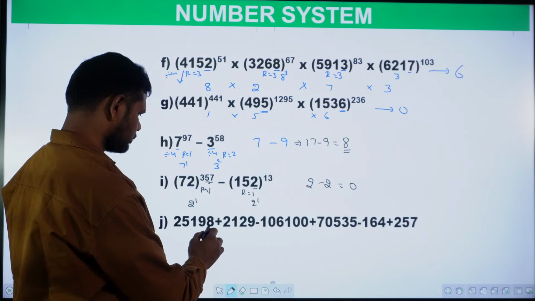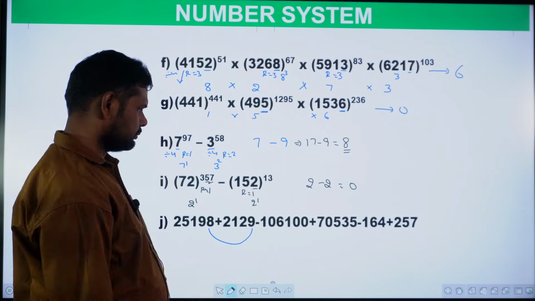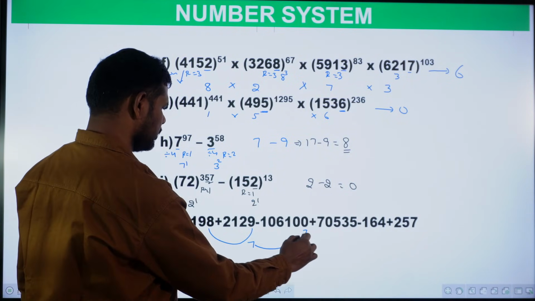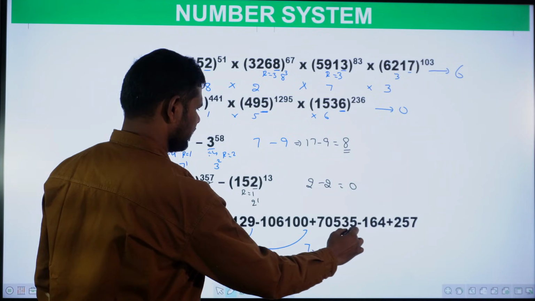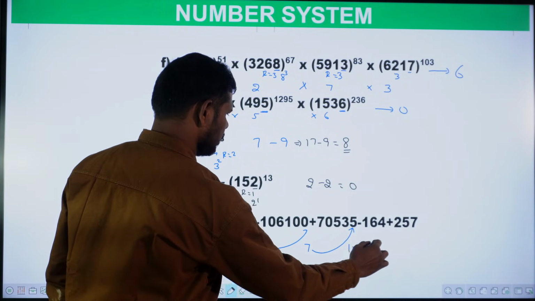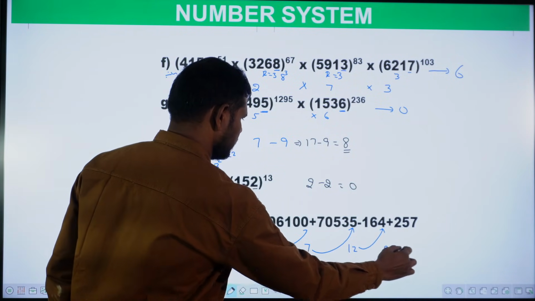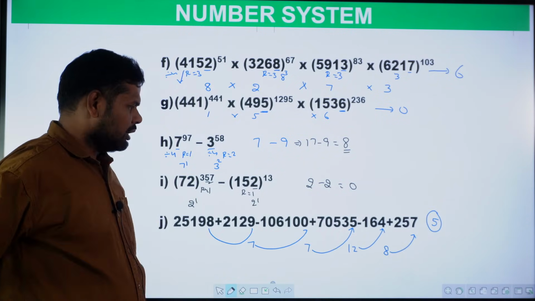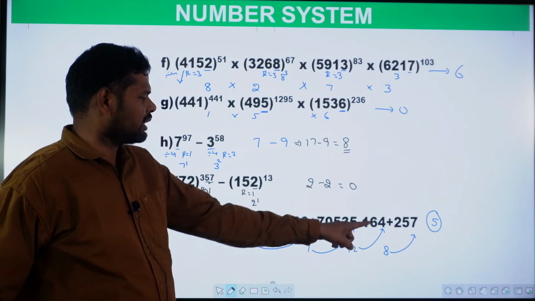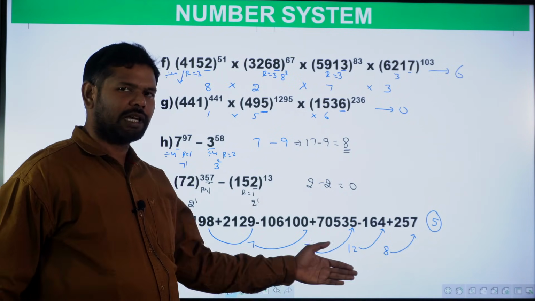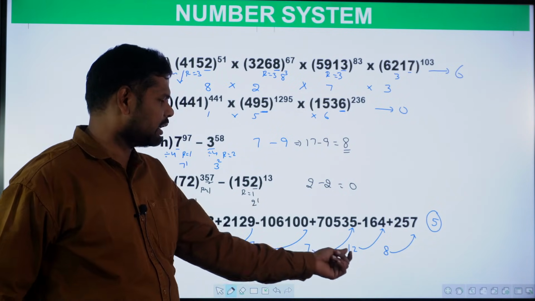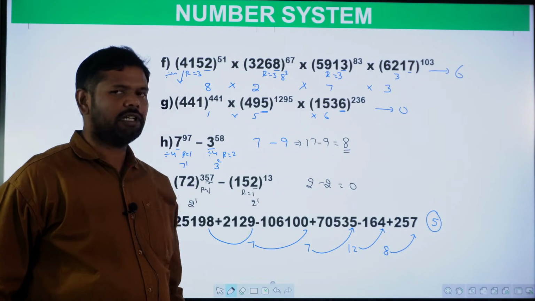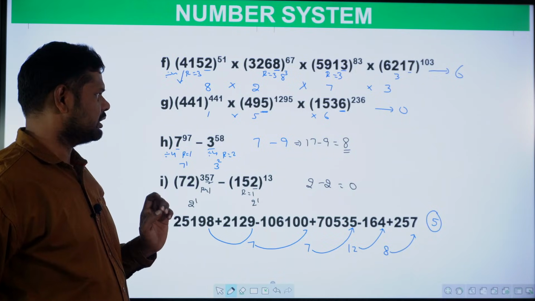So okay. 8 plus 9, 17, means 7. Here 7 minus 0, again 7. 7 plus 5, 12. 12 minus 4, 8. 8 plus 7, 15. So 5 is the resultant. Instead of writing 12, you can take 2 minus 4, that is also fine, but then you consider 12 anyway. That's why I directly took 12. 12 minus 4, 8. 8 plus 7, 15. 5 is the required units digit value.